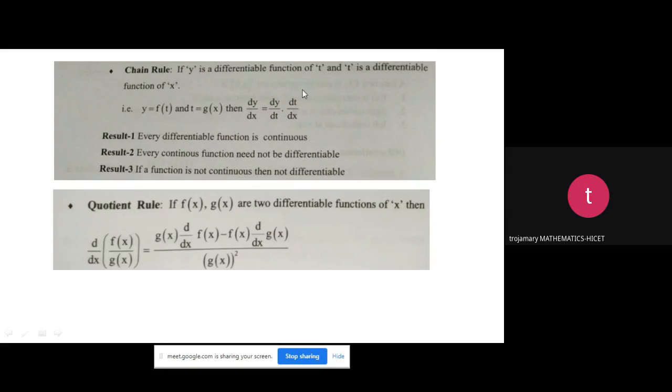Then the chain rule. Chain rule is a function of a function. If y is a differentiable function of t and t is a function of x, that is y equal to f of t and t equal to g of x, then dy by dx equals dy by dt into dt by dx. Applying this chain rule only, we can differentiate sin 2x, sin 3x, sin ax. Apply this chain rule.